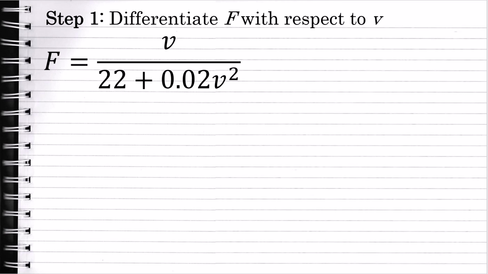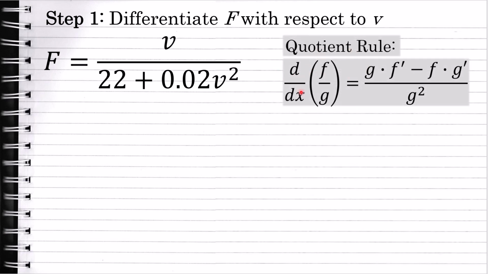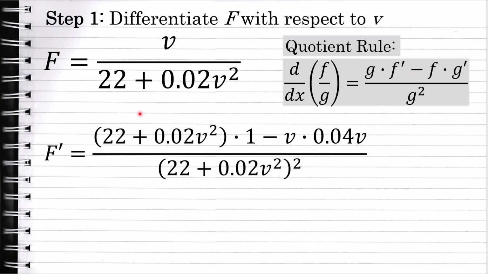Okay, so let's work our way through those three steps. The first step is to differentiate F with respect to V, so we will find the derivative of F, which is a quotient, by using the quotient rule. Let's recall that the quotient rule states that the derivative of any function f over g is equal to the denominator unchanged times the derivative of the numerator minus the numerator unchanged times the derivative of the denominator, all over the original denominator squared. In this case, that means the derivative of F is the denominator unchanged times the derivative of V, which is just 1, minus the numerator unchanged, V, times the derivative of the denominator.